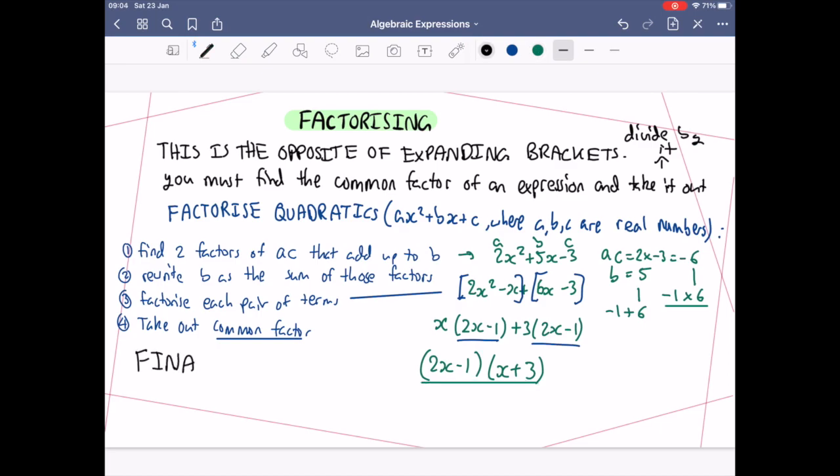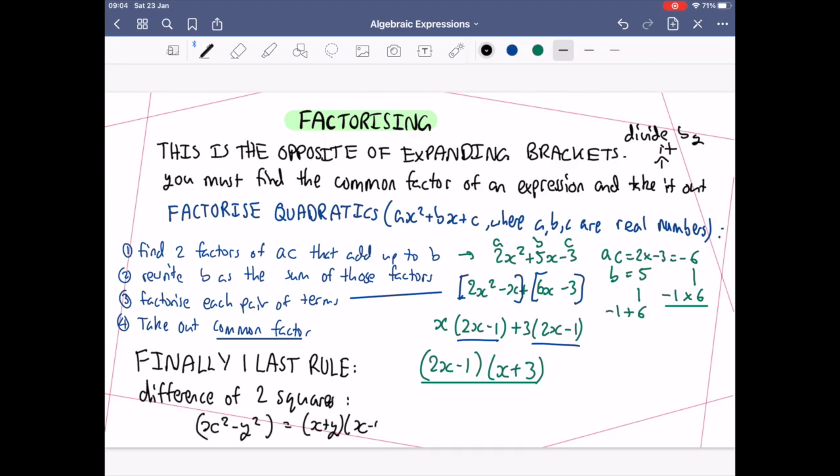So finally, there is one last rule, and this is called the difference of two squares, and it's essentially anything that's in the form of x squared minus y squared can be simplified to x plus y and x minus y. So this, for example, x squared minus 25, this is x plus 5, x minus 5.